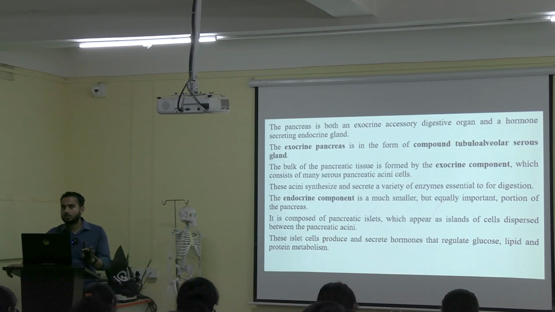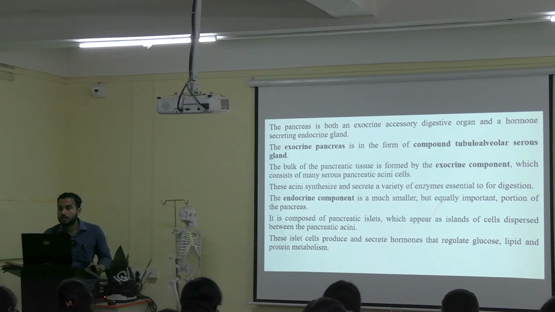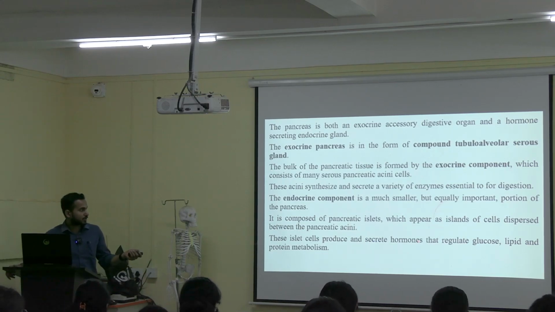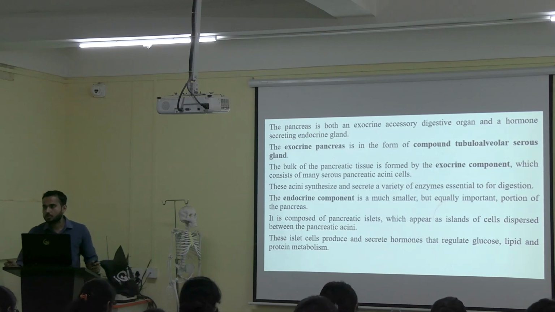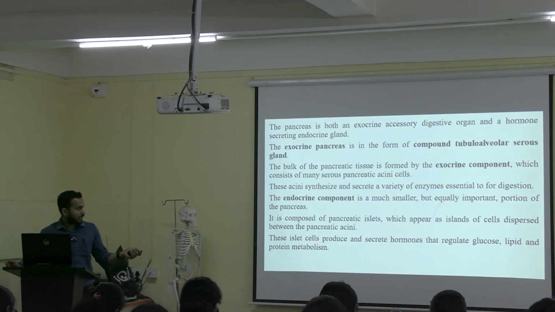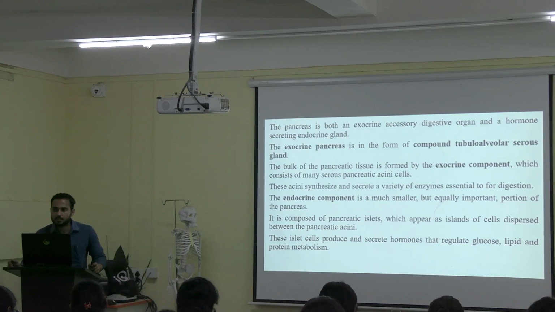Where are the majority of the pancreatic islets placed, anyone? Yes, in the tail of the pancreas, the majority of the islets are present. But in other parts also they are there. Now the islet cells produce and secrete hormones to regulate glucose, lipid and protein metabolism in our body. So this is the function of the hormones secreted by the endocrine part of the pancreas.